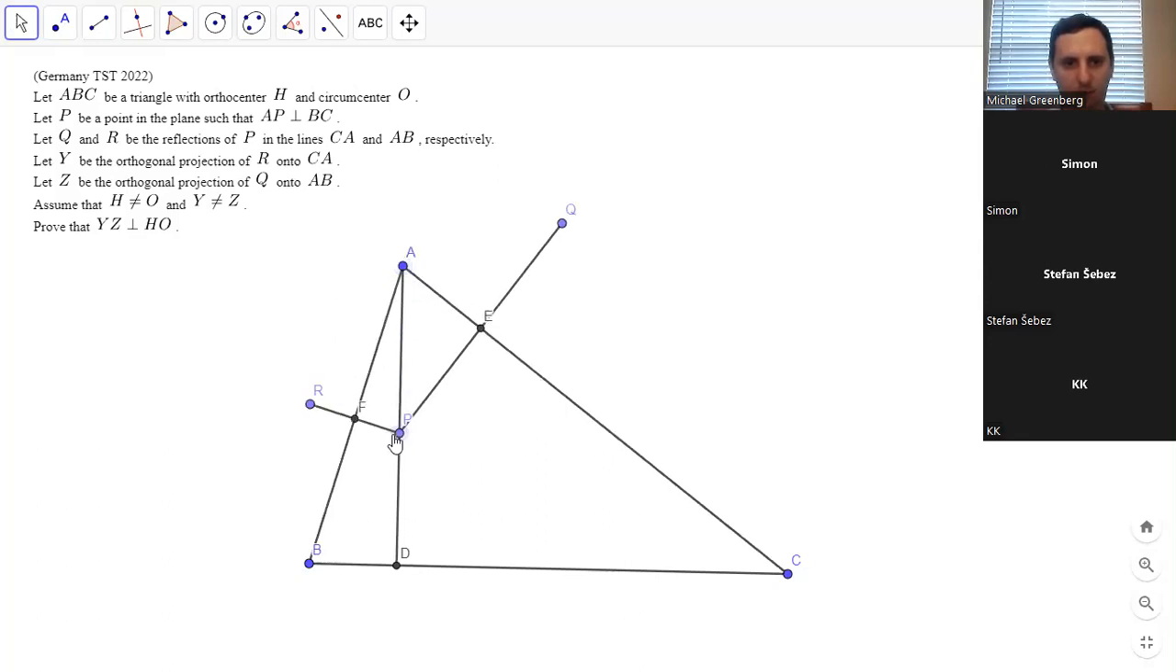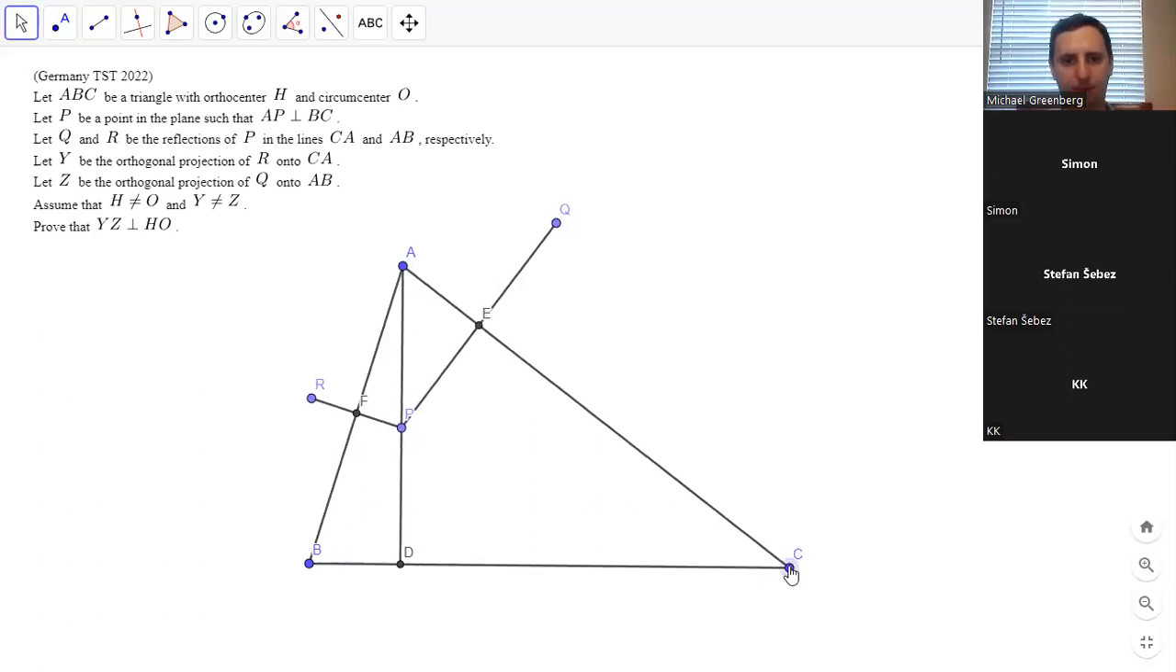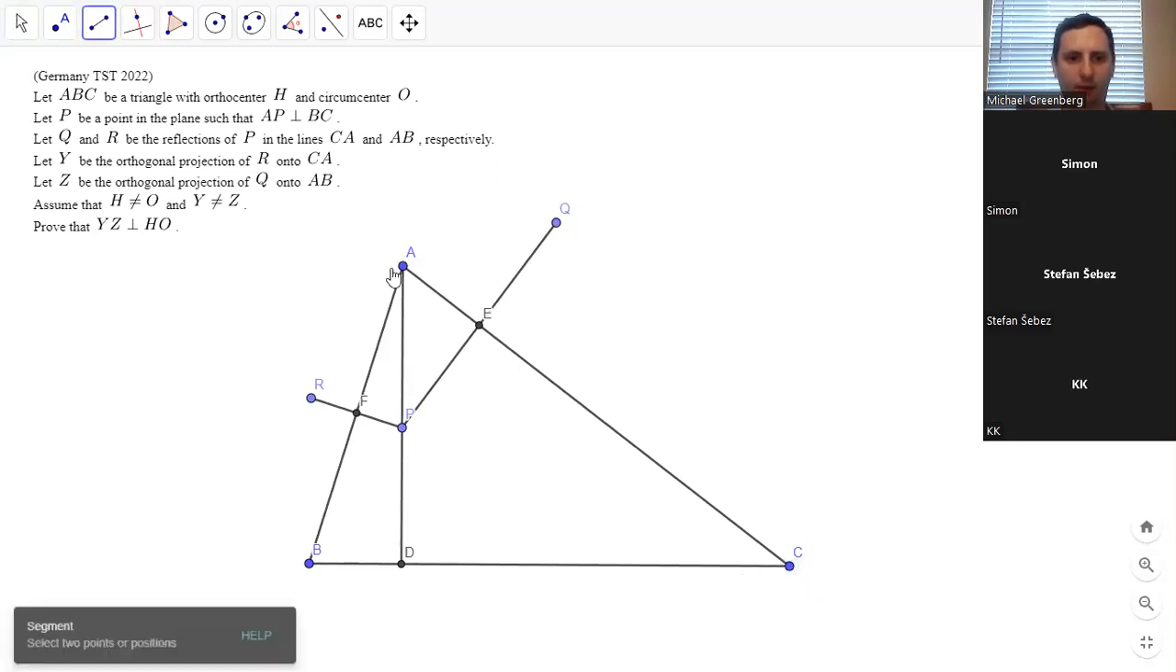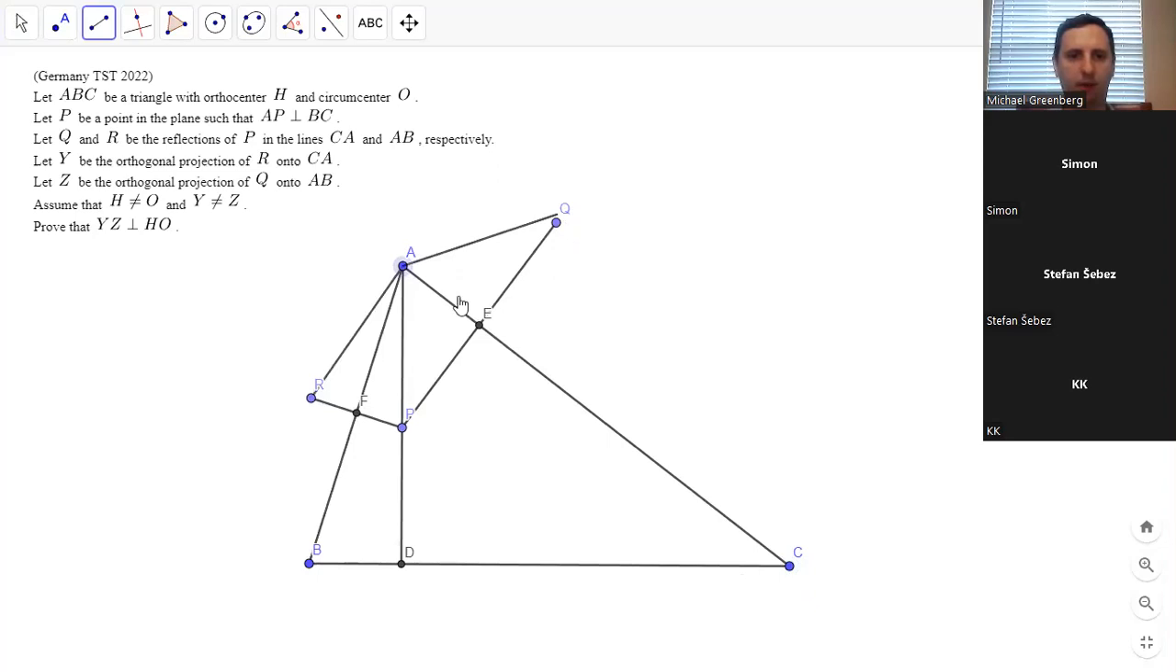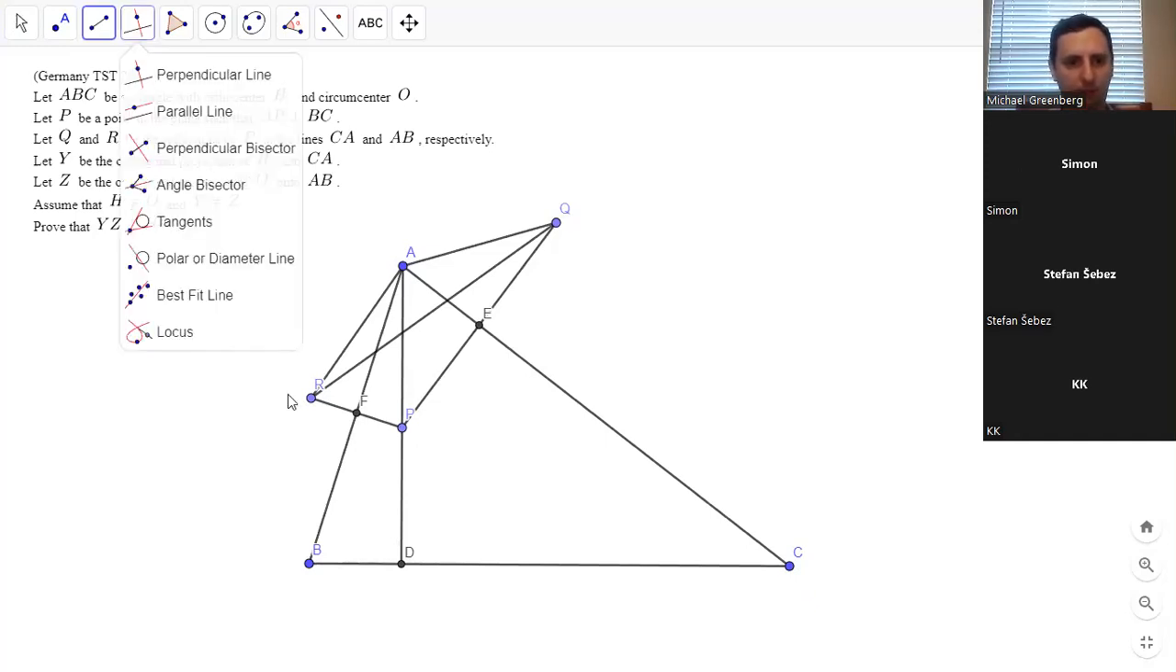Just trying to draw a good picture. Okay, so obviously A is the circumcenter of RPQ because AR equals AP equals AQ, right? So I'm going to draw these just for the heck of it. So A is going to be the circumcenter of this. Okay. Y is the projection of R onto CA. And then, okay, so what does that look like?